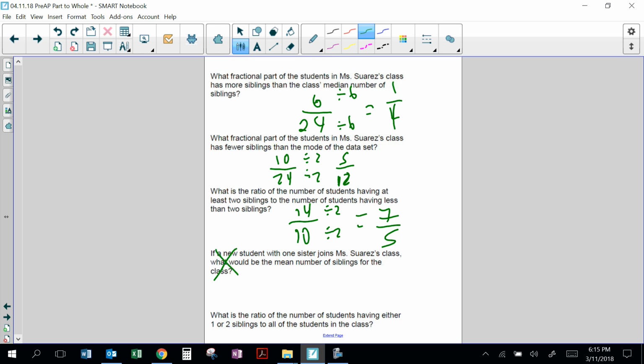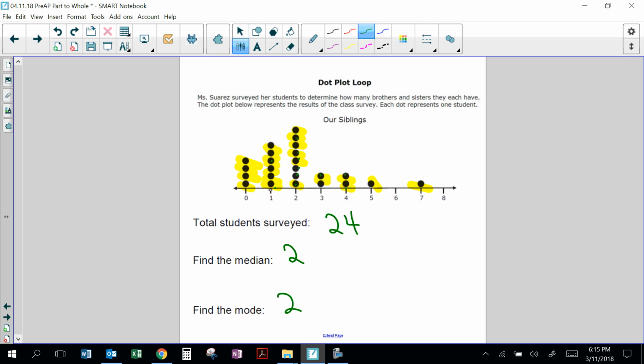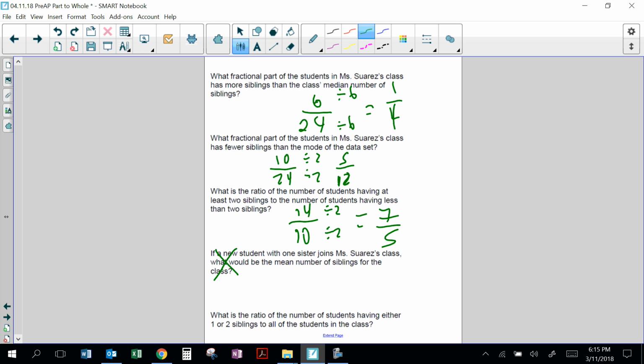What is the ratio of the number of students having either 1 or 2 siblings to all of the students in the class? So what is the ratio of the number of students having either 1 or 2 siblings? 1, 2, 3, 4, 5, 6, 7, 8, 9, 10, to all the students. And that would be 5/12. Okay, that's the same answer as that one.